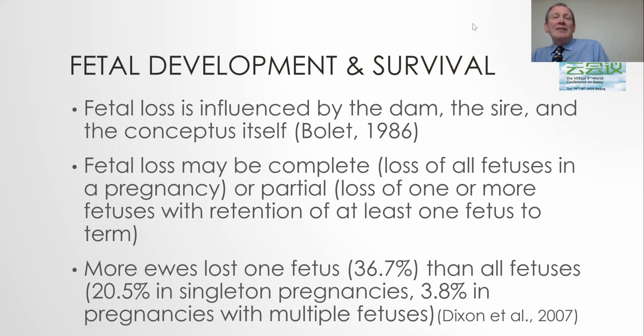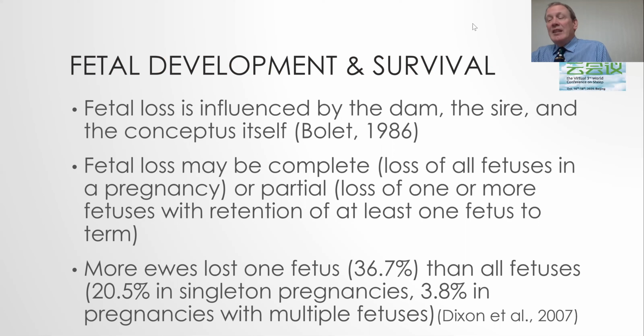And so Boulay pointed out to us that fetal loss is influenced by the dam, by the sire, by the conceptus itself. When we start looking at the nature of the fetal loss, it may be complete, meaning we lose each and every fetus in that pregnancy, or there may be a partial fetal loss where we lose only one fetus or maybe one or two fetuses in a multiple pregnancy, but it's called partial fetal loss because we're still retaining at least one viable fetus.